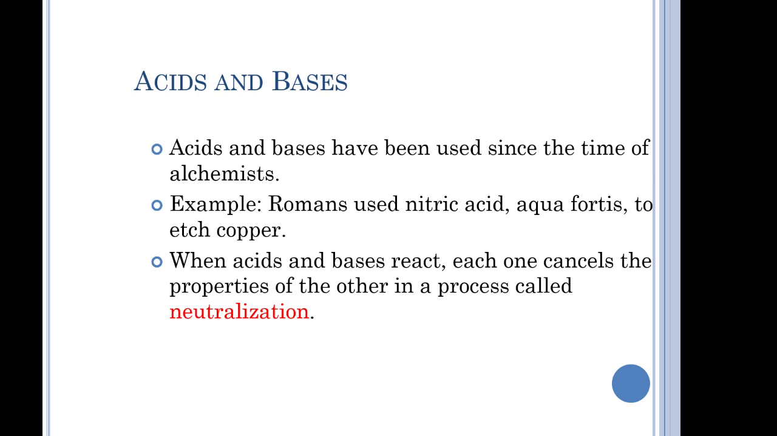So acids and bases have been around forever. Romans used nitric acid to etch into copper. They called it aqua fortis, which in Latin roughly translates to strong water. And the reason for the name strong water: I take water, pour it on copper, nothing happens. I take this substance that looks like water, pour it onto copper, and it etches right into the copper. So what are we going to call it? It looks like water, but it's stronger, so we'll call it strong water.